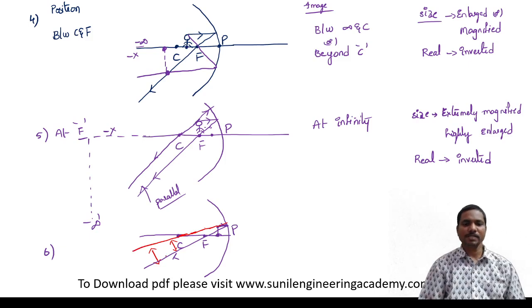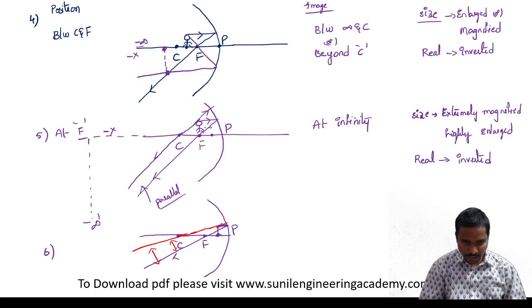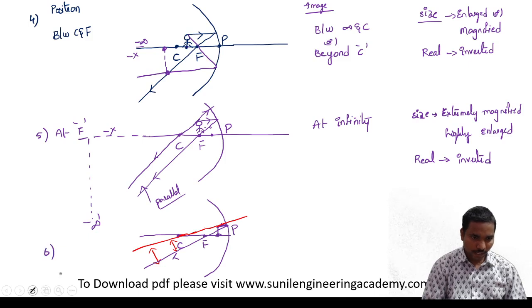That means the gap is increasing. That means there is no chance of meeting on the real axis. If you extend this on the virtual axis, that is behind, there is a chance of meeting at this point. So this is your image. So that means behind the mirror. So you will get the image behind the mirror.